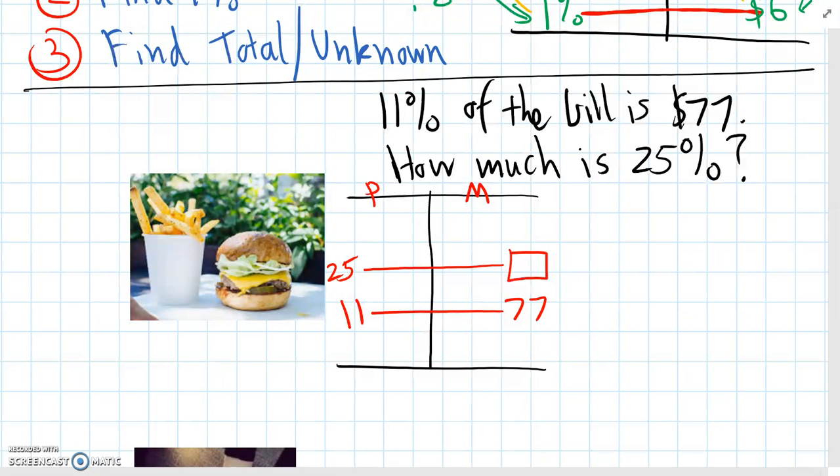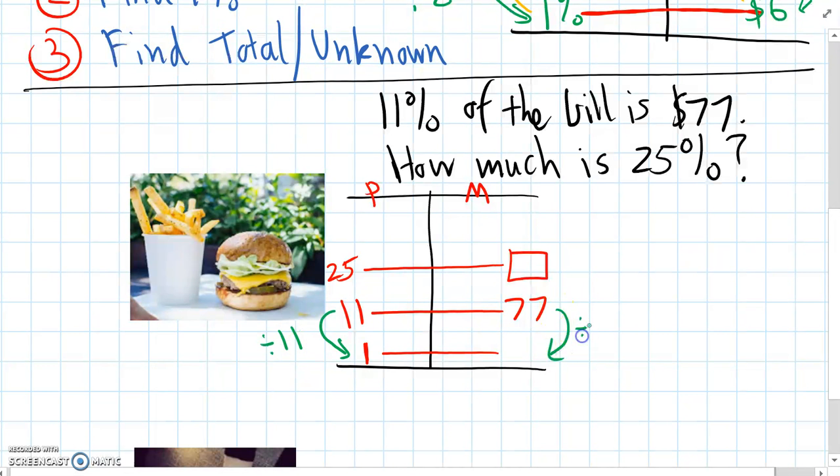And just like before, we're going to find what's 1%, because that will let us multiply 1 up to get to 25. So how can we go from 11 to 1? We can divide by 11. And what we do to one side, we do to the other. 77 divided by 11, that's 7. So 1% is worth $7. 1% is the same as $7.